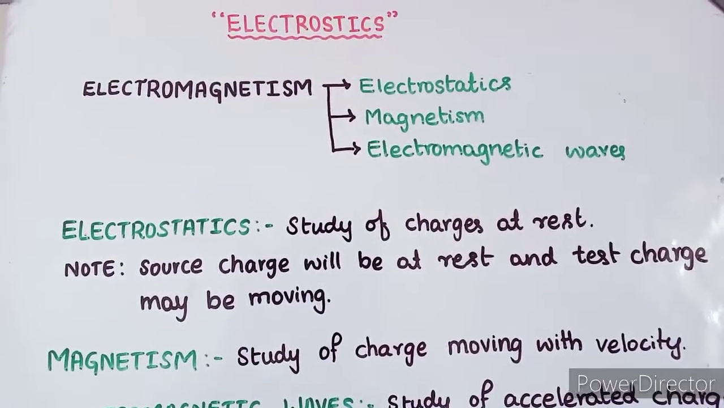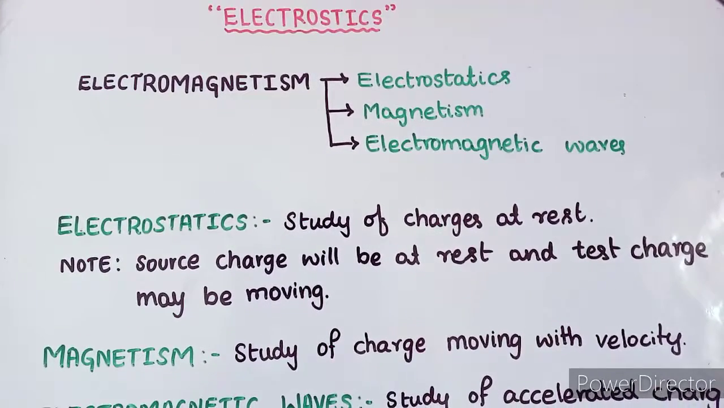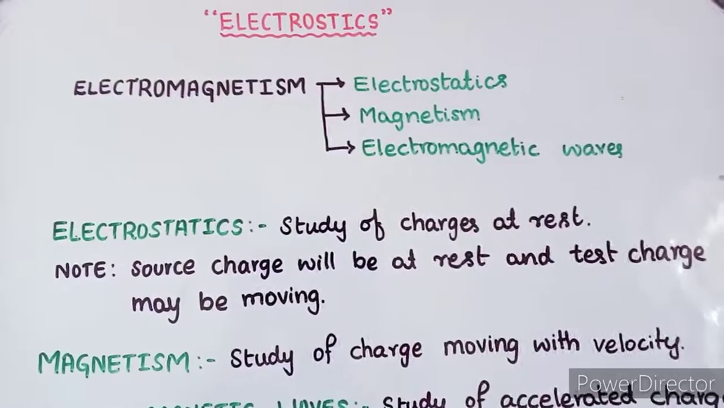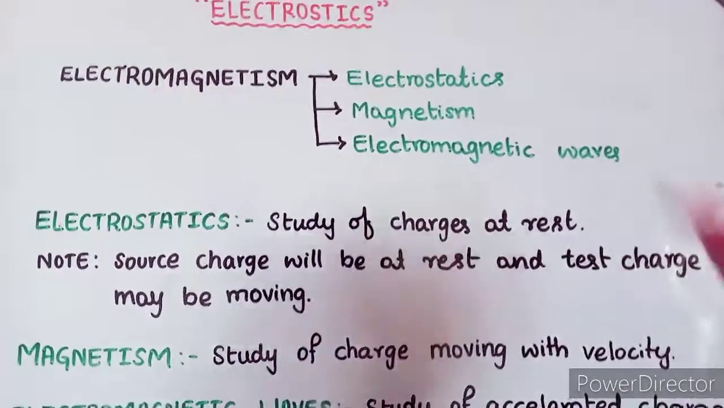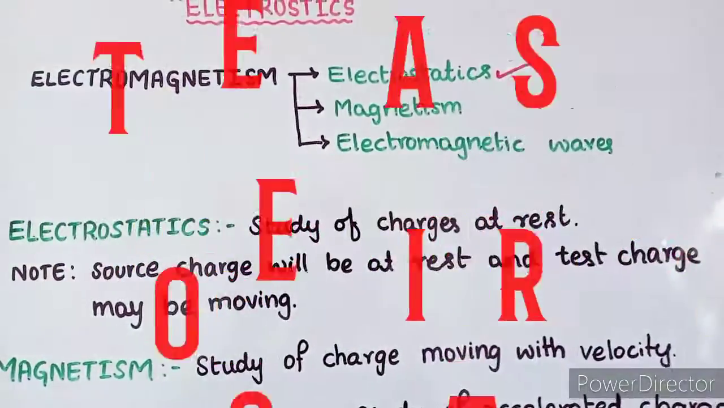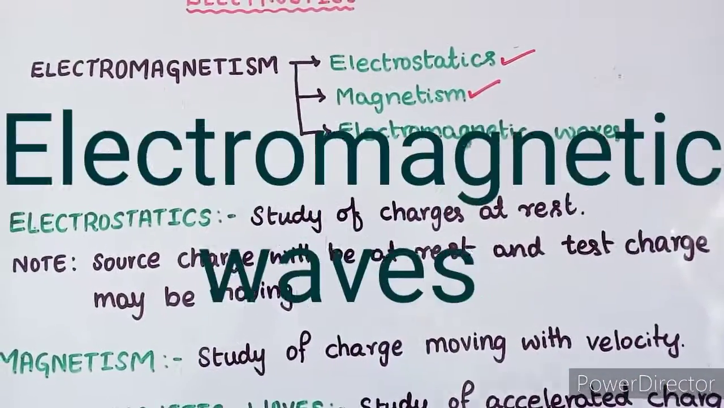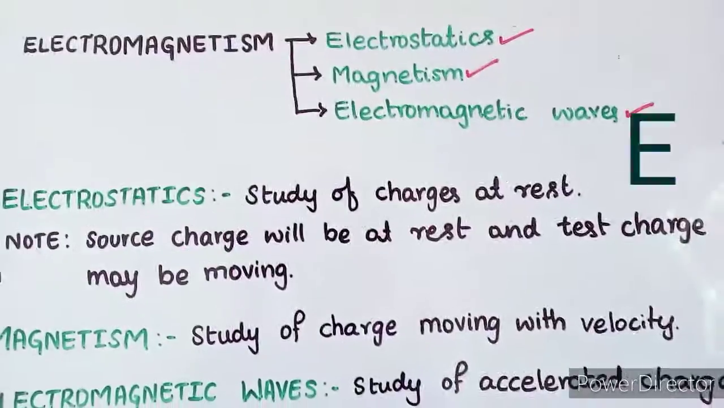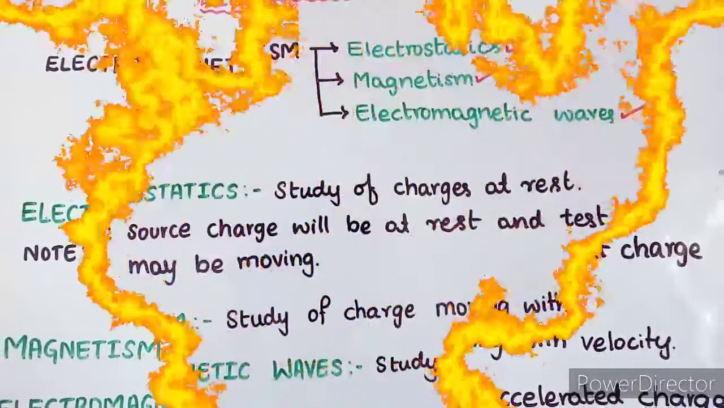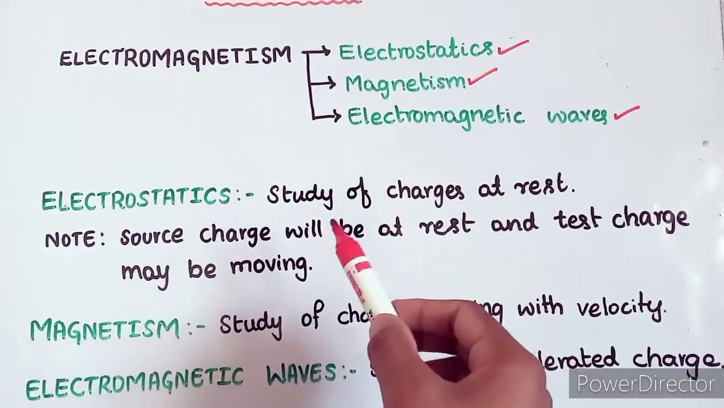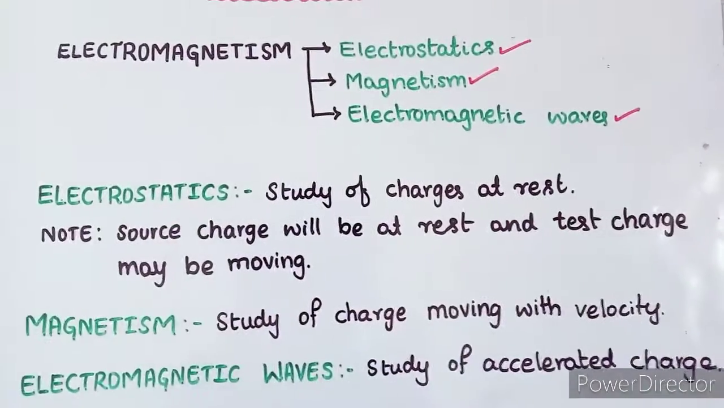So first of all, I have this electromagnetism. In that we have three important categories. One is electrostatics, second one is magnetism, and third one is electromagnetic waves. So what is electrostatics? Electrostatics is the study of charges at rest.